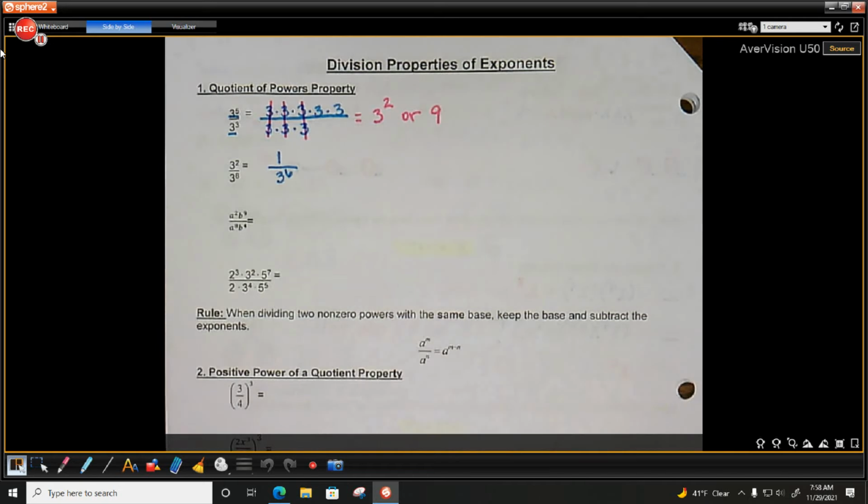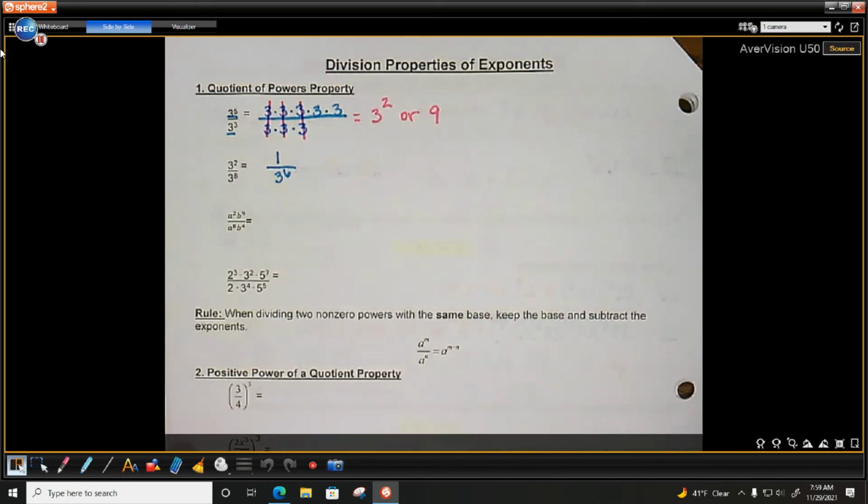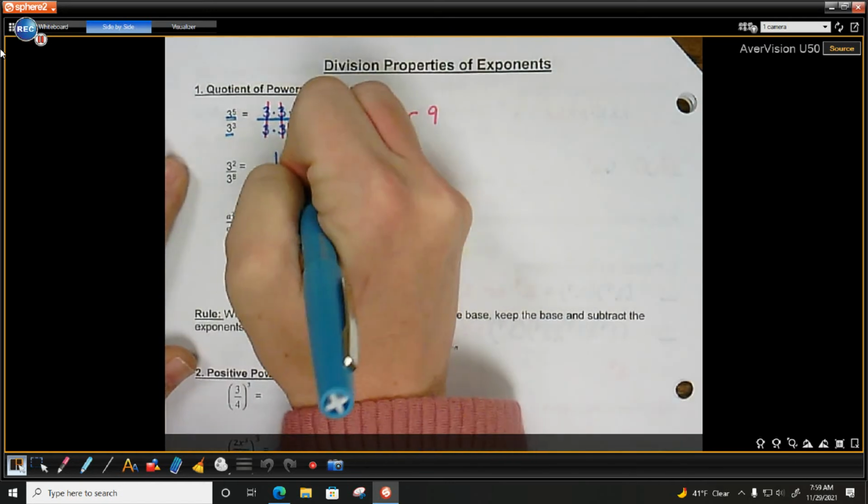Do we see how this logically, again, I think this is more logical. Are there more 3's on top or bottom? There's more 3's on bottom. Keep the 3 on bottom. How many more are there on bottom? 8 minus 2 is 6, so there's 6 more on bottom, so 3 to the 6th power. Okay? Now let's do, what is 3 to the 6th power? 729. So this is 1 over 729.